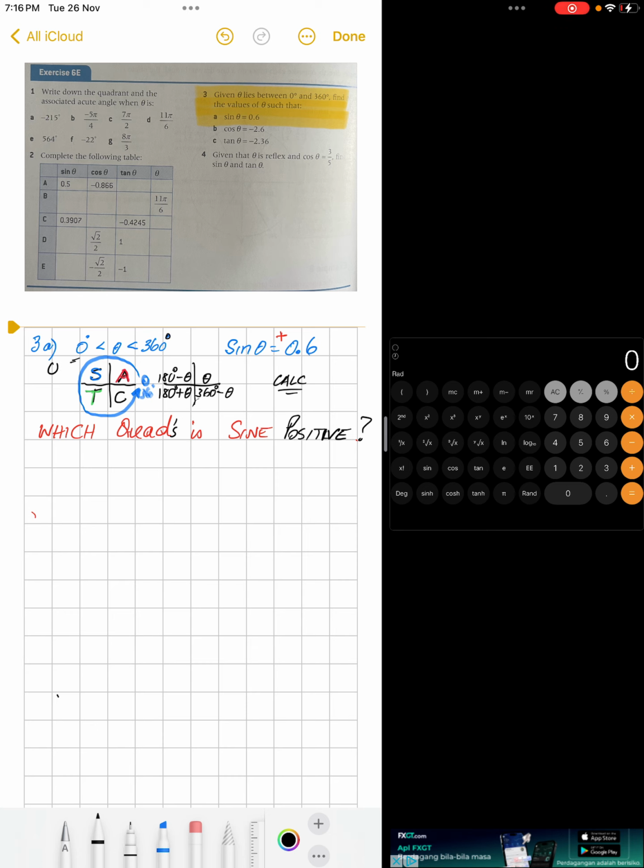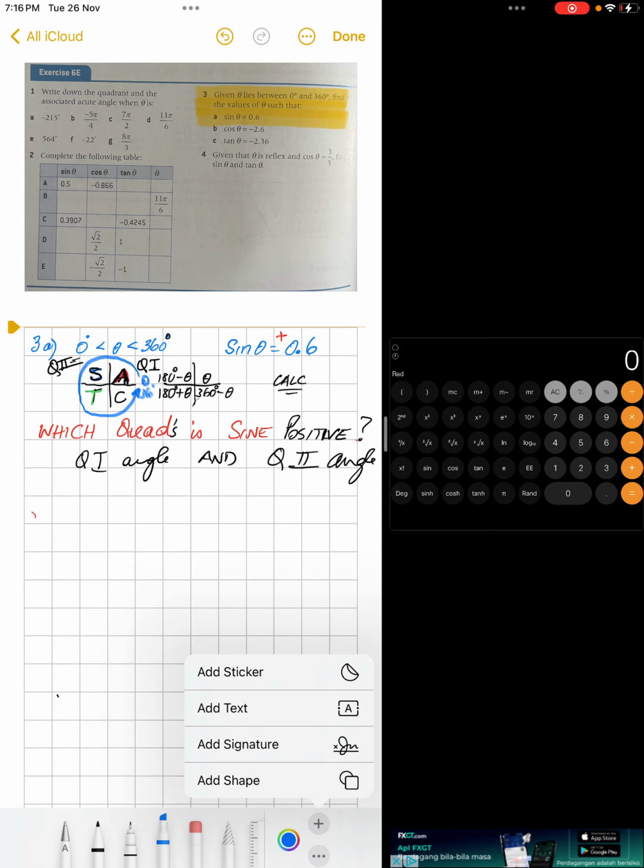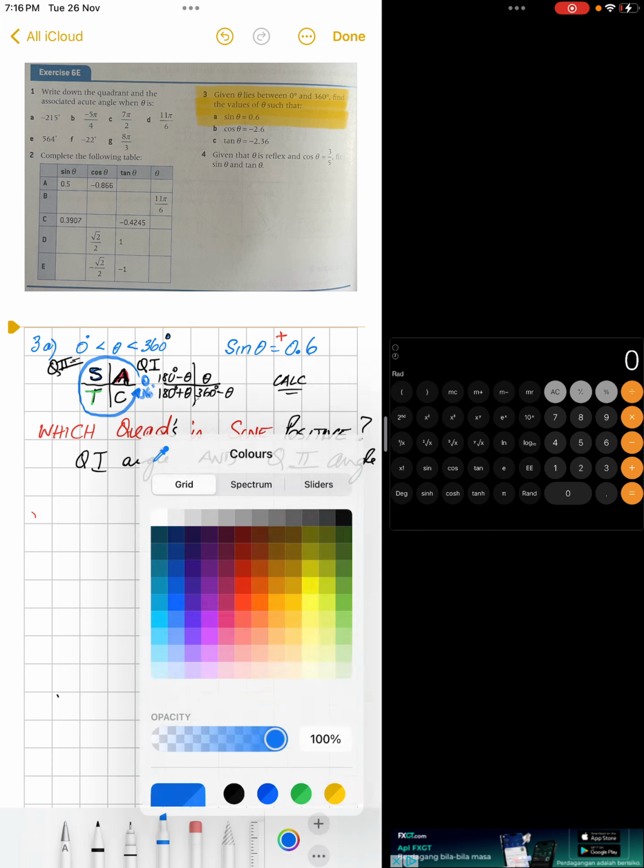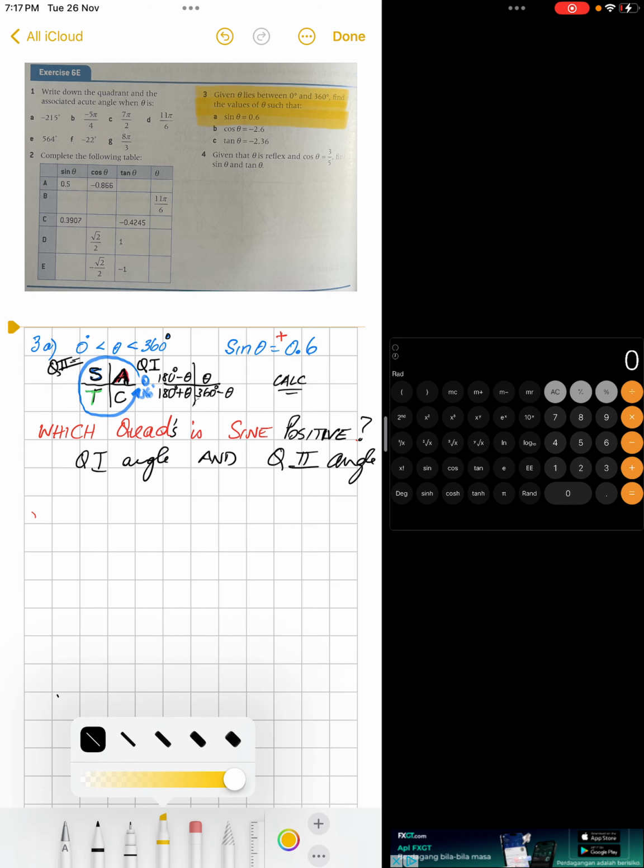Now, sine is positive in quadrant 2 because only sine is positive in quadrant 2. Sine is positive in quadrant 1 as well because they're all positive in quadrant 1. So that answers the question, which quadrants is sine positive? We're dealing with a quadrant 1 angle and a quadrant 2 angle. This is very important to establish right up front. So now we can straight away know that we're dealing with, I'll highlight the rules, this one in quadrant 2 and this one in quadrant 1.